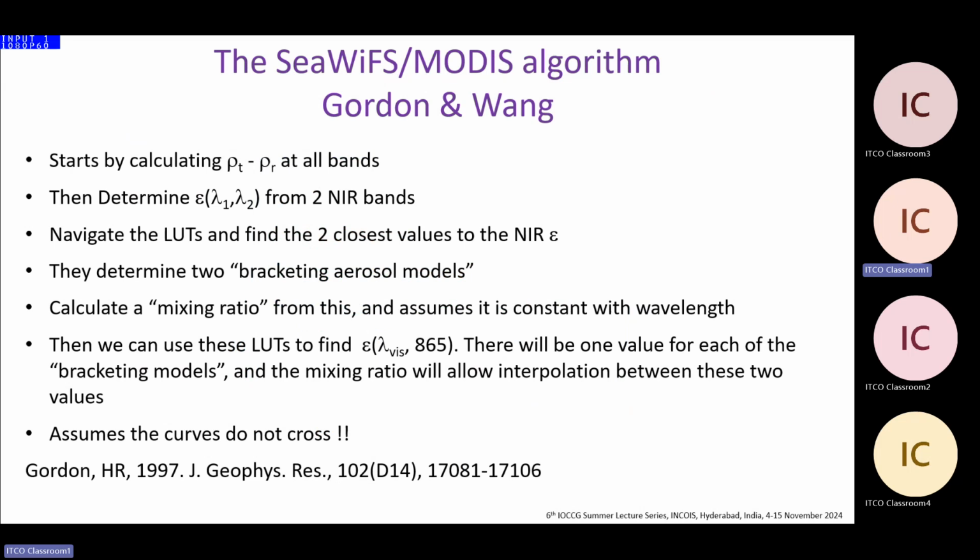So that's basically what was introduced by Gordon and Wang for C-waves. What they start to do is remove the Rayleigh reflectance from the top of atmosphere reflectance. Doing this, they can determine this epsilon using two near infrared bands. Then they can navigate the lookup table they have generated before to find the two closest values, and they use this to select what they call the two bracketing aerosol models.